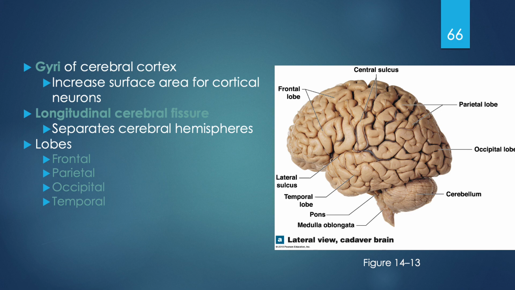There is the longitudinal cerebral fissure, which is going to separate the right and left cerebral hemispheres. And then the four lobes of the brain are the frontal, parietal, occipital, and temporal. So the frontal, of course, is in front. The temporal is by your temples, so it's on the side. The parietal is up top and towards the posterior aspect. And the occipital is at the far back, at the back of your head.